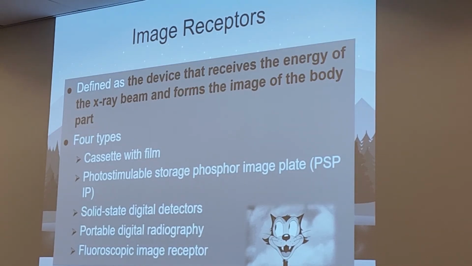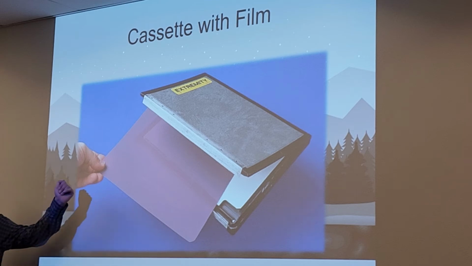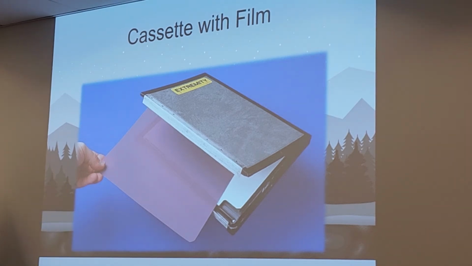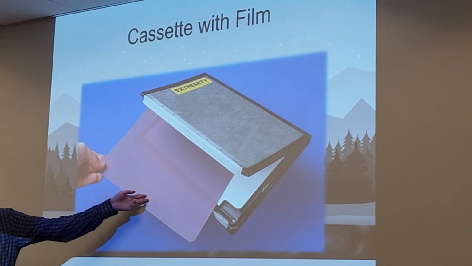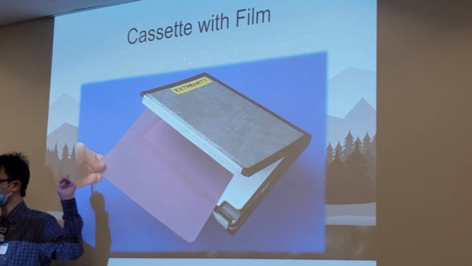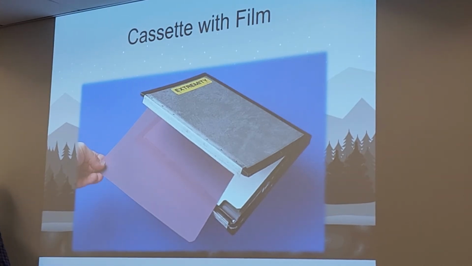Okay. Any other questions? Right. So here's an example of a cassette with film. This is the film that has silver in it. If you accidentally expose this to light, your film is wasted. We had to keep it securely inside this cassette, and we could only open it in the darkroom under red light. If anyone has done film photography, it's a very similar process.